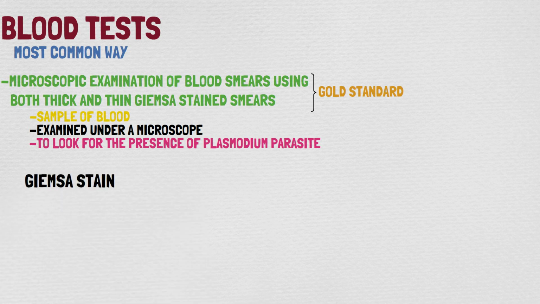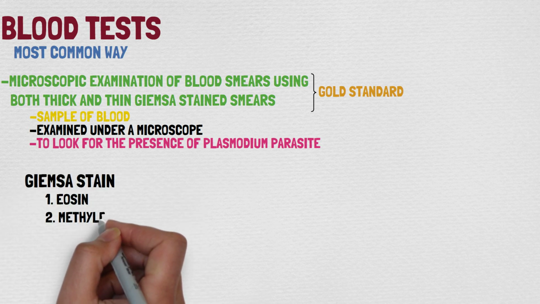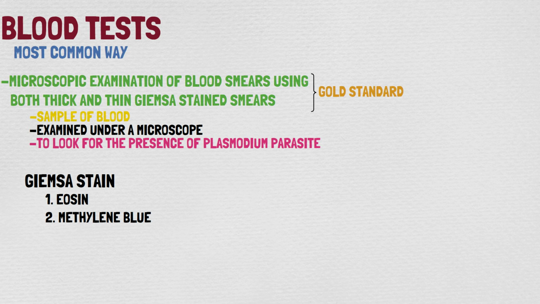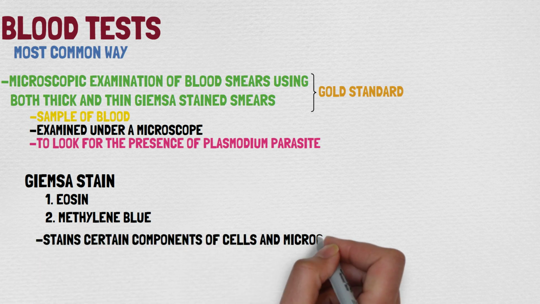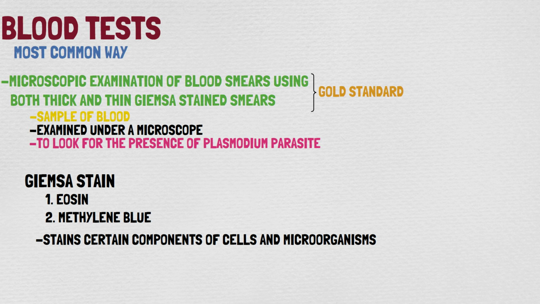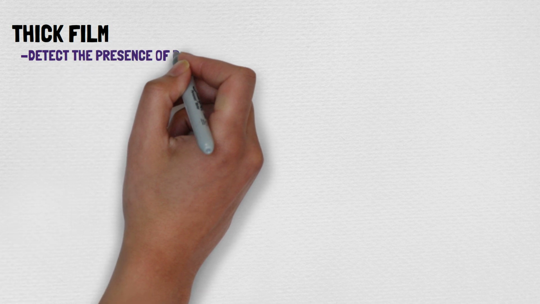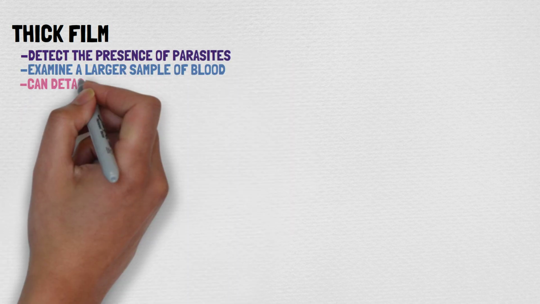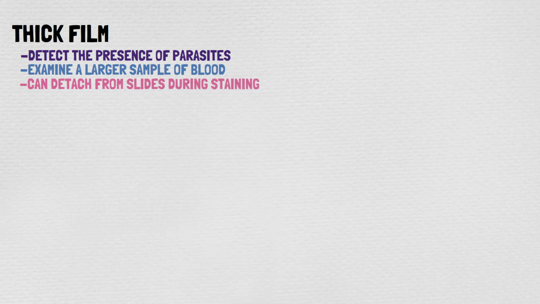The Giemsa stain is a combination of eosin and methylene blue dyes that selectively stain certain components of the cells and microorganisms, making them visible under the microscope. Thick film is used to detect the presence of parasites because they examine a larger sample of blood, but they can detach from the slides during staining.